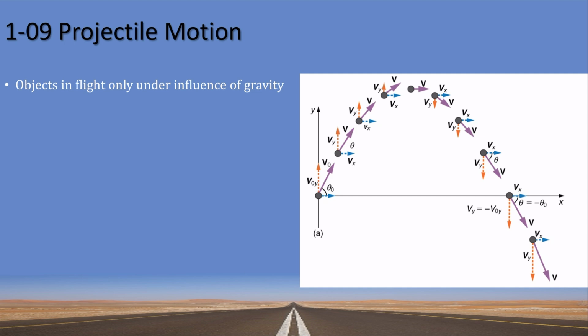Free fall was also only under the influence of gravity, but that had us thinking of just vertical motion. But now we can also have horizontal motion, and you can see the path of the projectile in the graph.